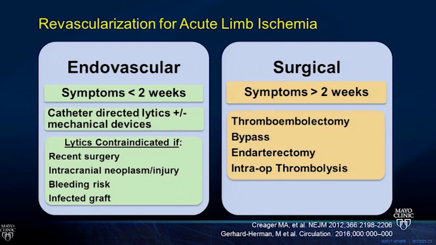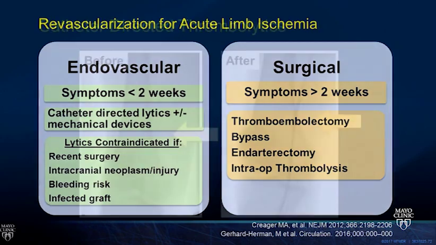So revascularization, typically when patients are coming in for that acute limb ischemia, symptoms less than 2 weeks, most of the time we're going for endovascular because you're able to quickly go in there, address that acute occlusion, and have a faster recovery time. You have the option of doing catheter-directed lytics, plus or minus mechanical devices, and then just having to recall the patients who you're not giving the catheter-directed lytics: recent surgery, intracranial neoplasm, injury, a high bleeding risk. And then surgery, certainly you have the option of doing embolectomy, bypass, and endarterectomy. And typically that's for patients that are kind of straddling the line between acute to more of a subacute to chronic ischemia going for surgery.